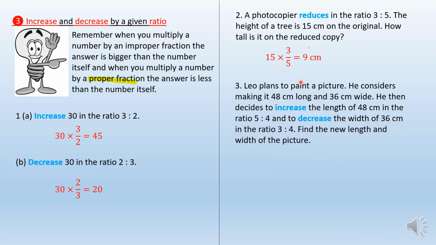Right, part 3 here, Leo plans to paint a picture. He considers making it 48 centimeters long and 36 centimeters wide. So the length is 48 and the width is 36. But then he decides to increase the length of 48 centimeters in the ratio 5 to 4. So you're going to take 48 and multiply it by 5 over 4. And then he's going to decrease the width of 36 by the ratio 3 to 4. So you're going to take 36 and multiply it by a proper fraction, 3 over 4.